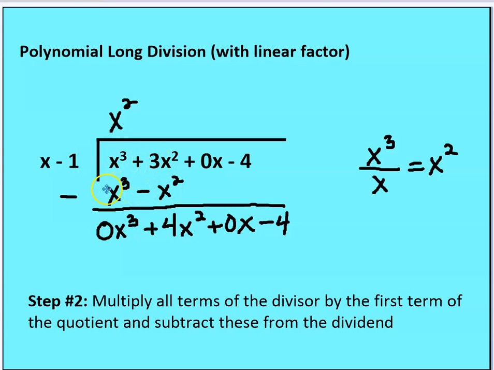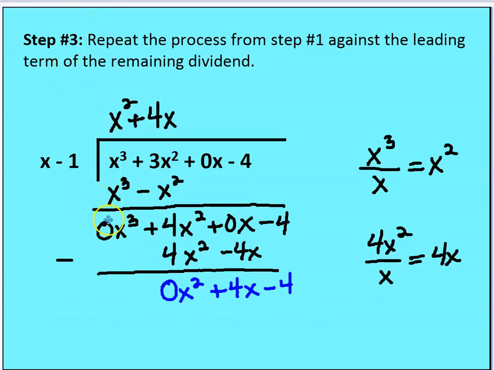So x cubed minus x cubed is 0x cubed. 3x squared minus a minus x squared is 4x squared. 0x minus 0 is 0x, minus 4 minus 0 is minus 4. Okay. Next step, now we have something left over. We're going to start with 4x squared plus 0x minus 4.